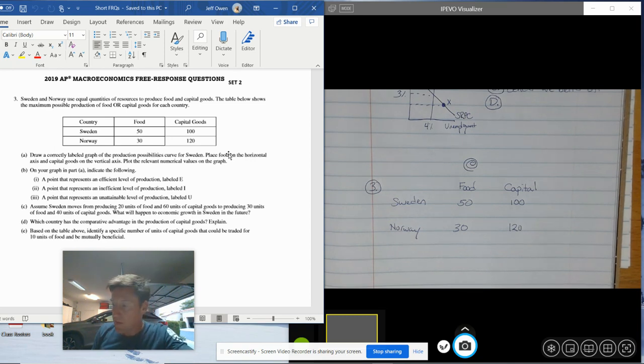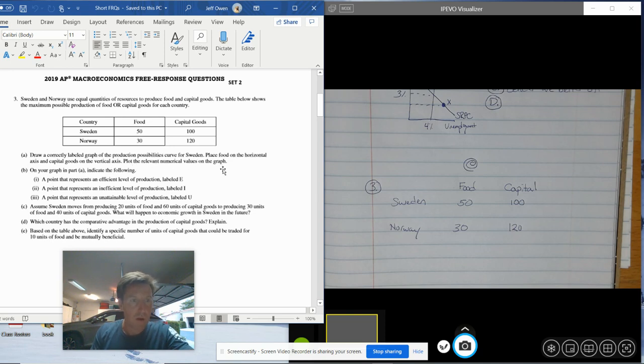So now I got my table set up. So let's see. It says Sweden and Norway use equal quantities of resources to produce food and capital goods. The table below shows the maximum possible production of food or capital goods in each country. And food, of course, is a consumer good. So capital goods and consumer goods. Draw a correctly labeled graph of the PPC curve for Sweden. Place food on the horizontal axis and capital goods on the vertical axis. Okay. Plot the relevant numerical values on the graph.